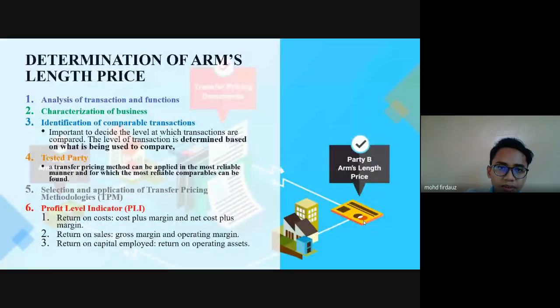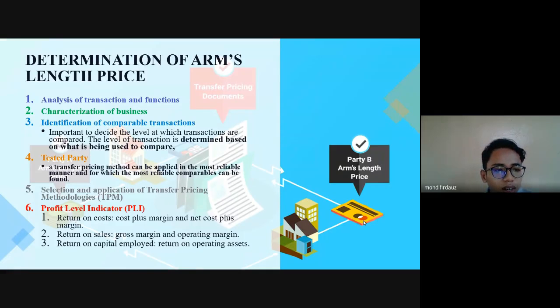So next is determination of the arm's length price. There are a few steps and a few choices for how to determine the arm's length price. The first one is analysis of transaction and function. This functional analysis is to understand the related party transaction, business operation, functions performed, assets employed, and risks assumed, to determine the characteristics of the taxpayer's business.